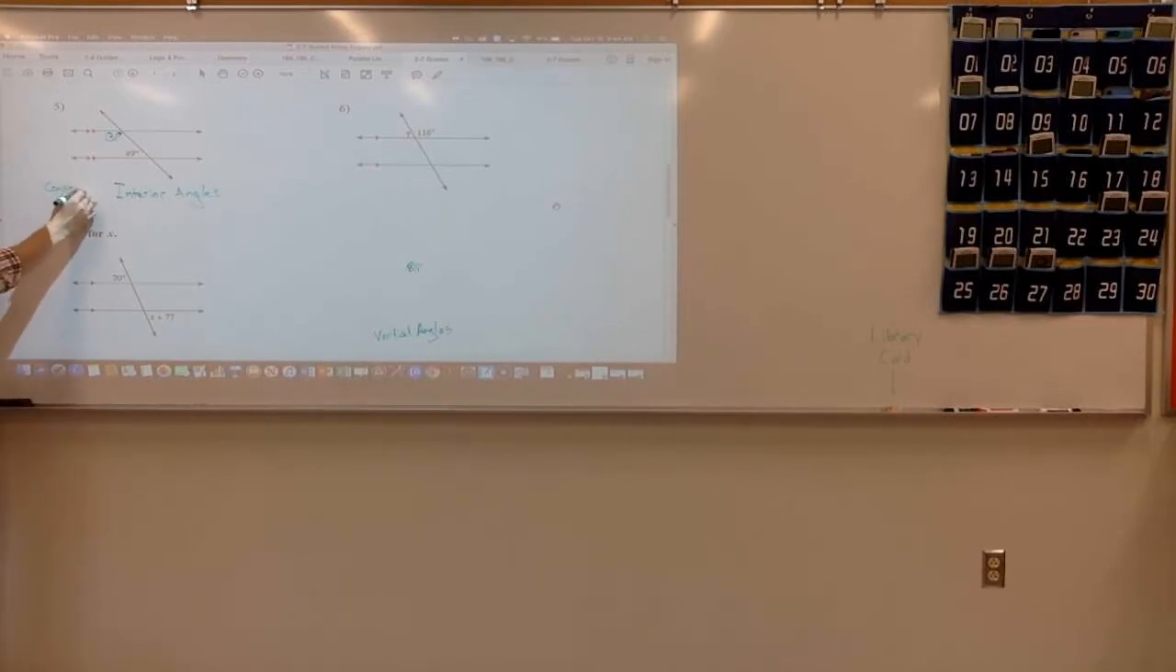Why is it consecutive and not alternate? They're on the same side. If these two angles are on the same side of the transversal, they're consecutive. If they're on opposite sides, they're alternate.